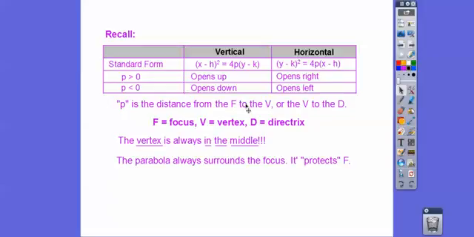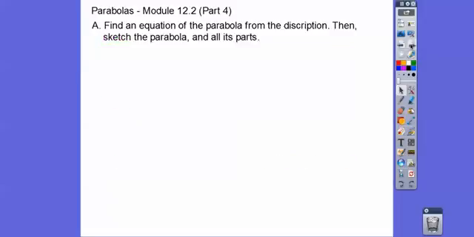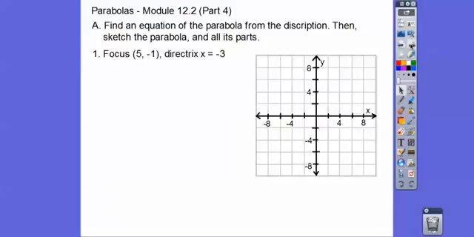So remember, p is the distance between the focus and the vertex, or the vertex and the directrix, and your vertex is always in the middle, and the parabola always surrounds the focus. It's always protecting it. So if you graph them, just get a general graph of them. It really sets up the equation for us. So let's find an equation of the parabola from the descriptions, and then we'll sketch a graph of that.